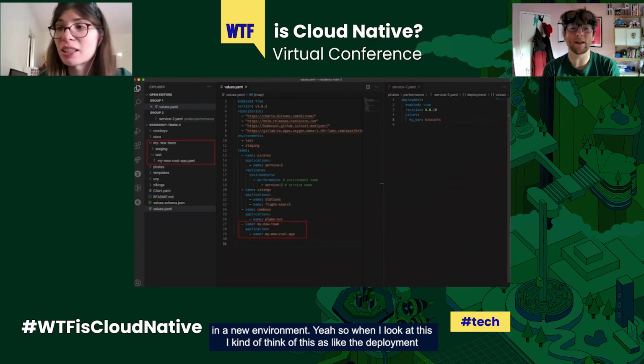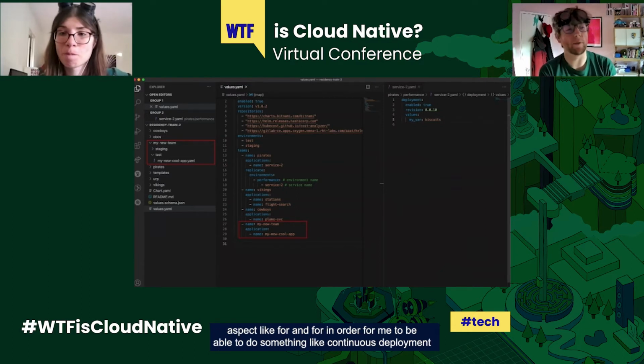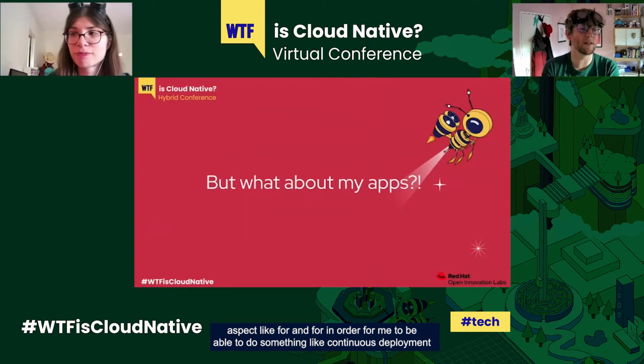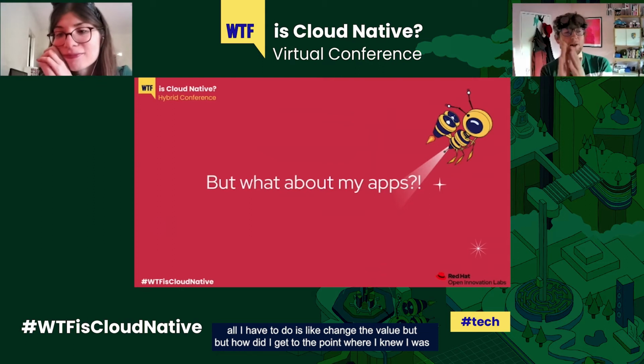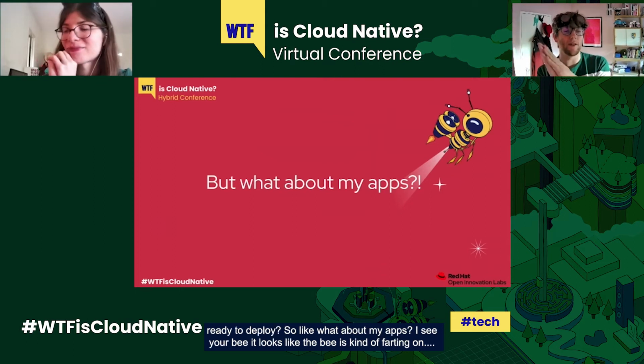Yeah, so when I look at this, I kind of think of this as the deployment aspect. In order for me to be able to do something like continuous deployment, all I have to do is change a value. But how did I get to the point where I knew I was ready to deploy? So what about my apps?